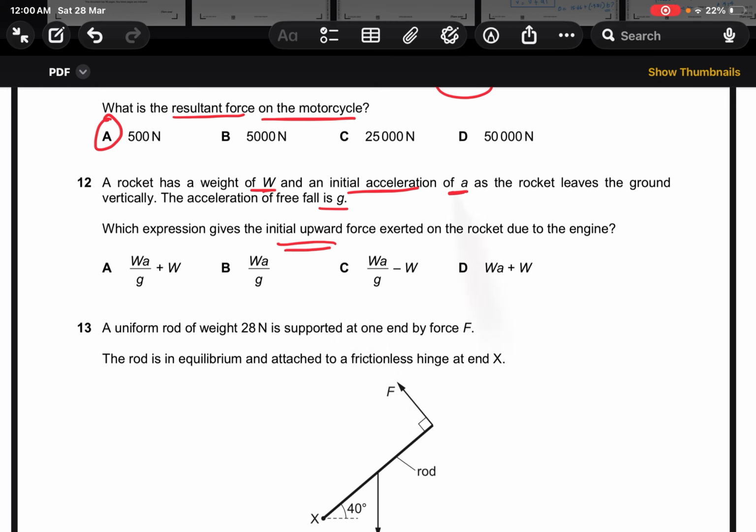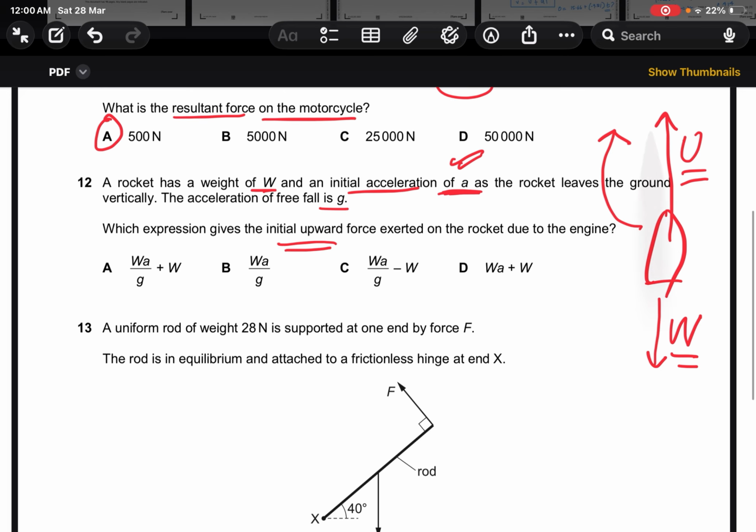Over here, the rocket is accelerating. The first thing is we know there is a weight of the rocket and there is an upward force on the rocket. Let me call it U. And U and W are not equal. Why are they not equal? Because the rocket is accelerating, and since it's accelerating upwards, we know that U has to be greater than W.